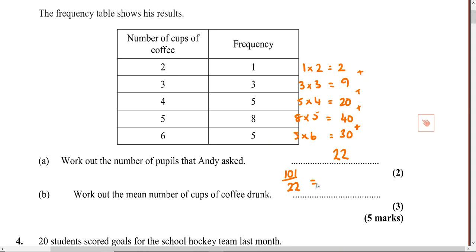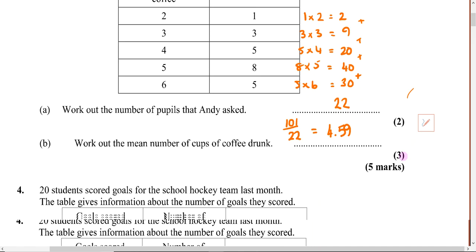Do we need a calculator? Pardon? 4.3, 4.4. Tell me. 4.59. 4.59 coffee cups. Okay, easy enough.